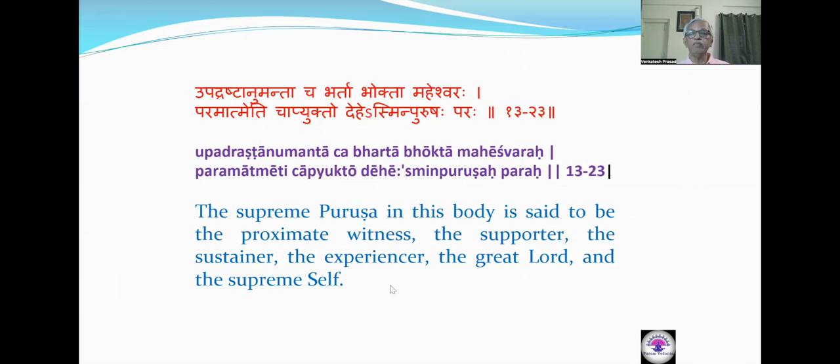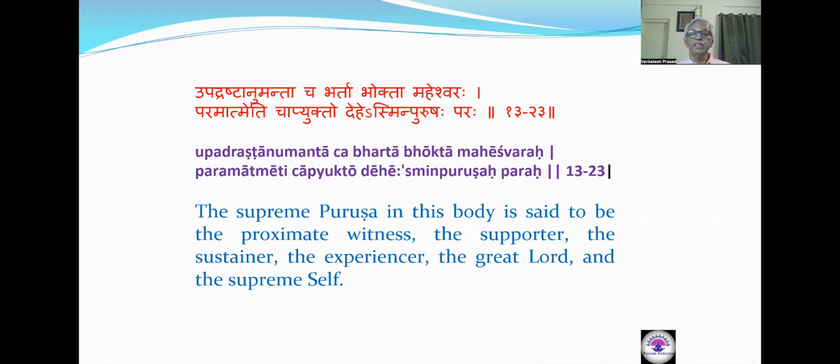Para means free from all limitations. Upadrashta means intimate witness of everything happening inside. Anumantacha, that which blesses the activities of the Prakriti. Consciousness blesses the inert body and mind. All the activities, good or bad, moral or immoral, the consciousness does not discriminate or judge, but consciousness blesses. Asanga. This is called Anumanta.